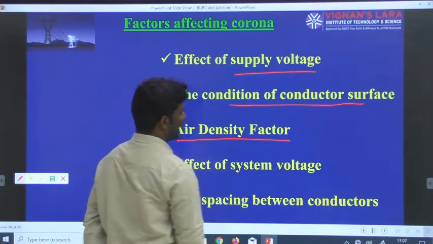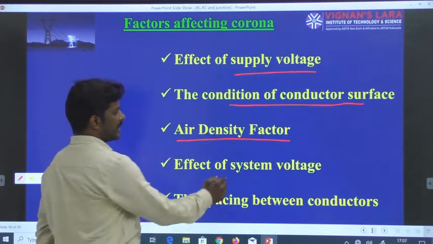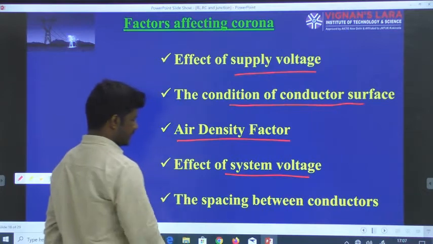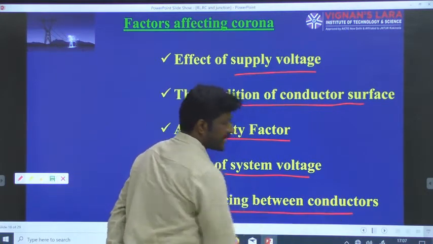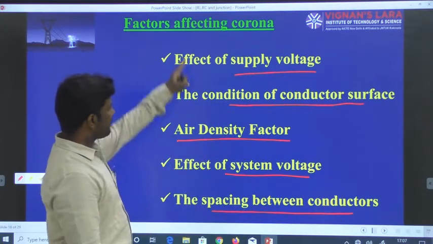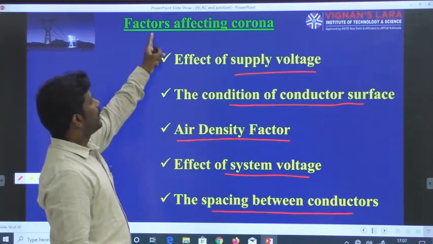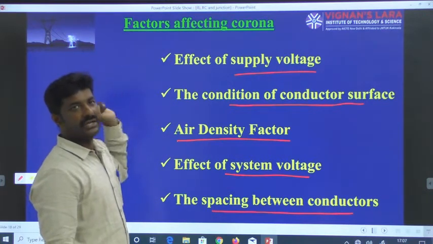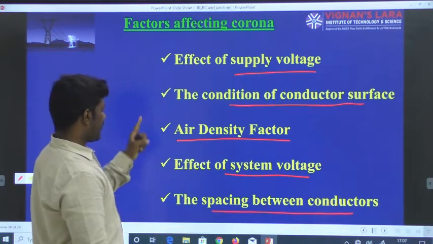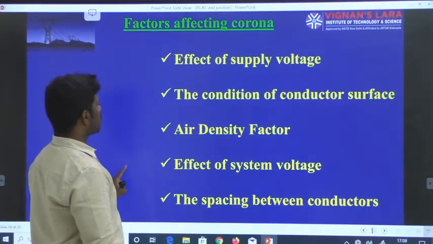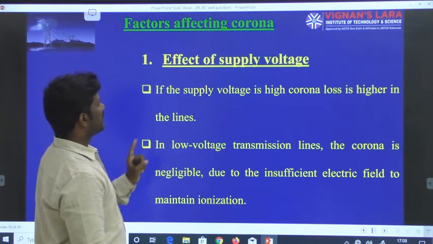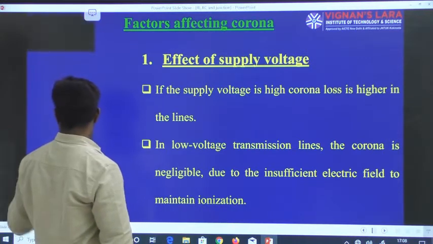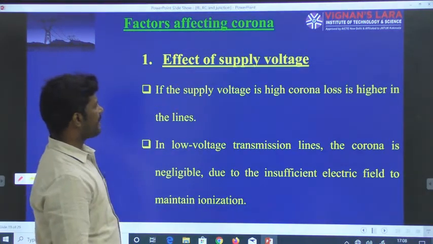It also depends upon the air density factor, and on the system voltage. Next, the spacing between the conductors. These play a major role, and these are the factors which affect the corona. Let us see step by step, one by one, how each is going to affect the corona. The first one, if you check it, is the effect of the supply voltage.